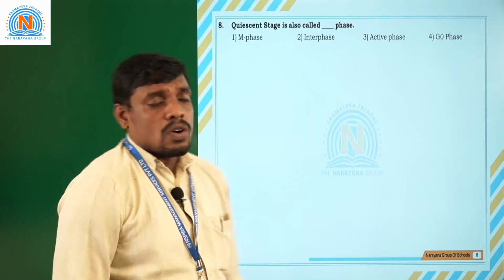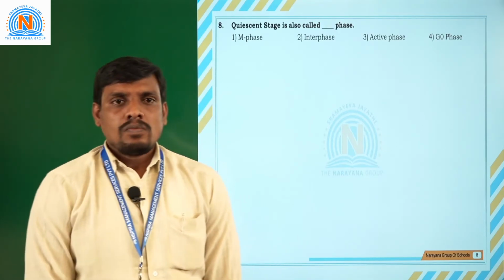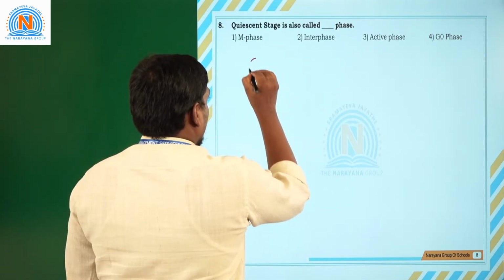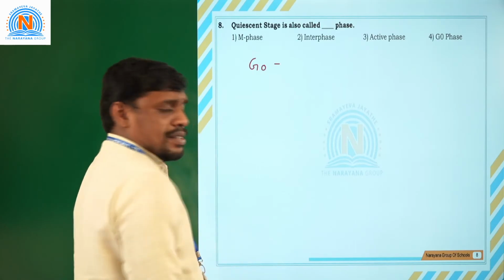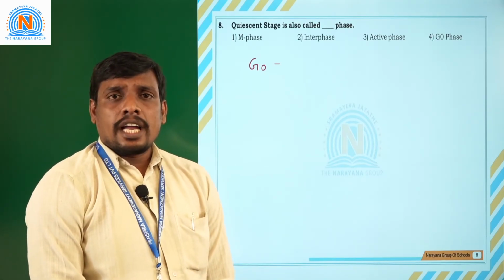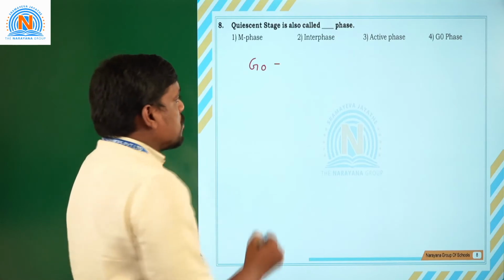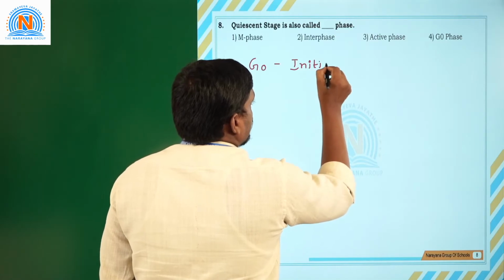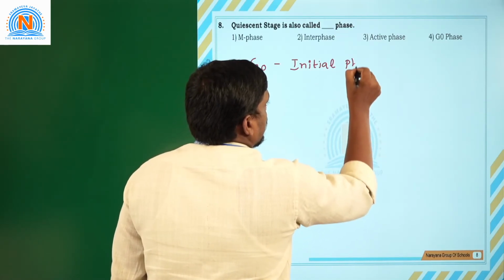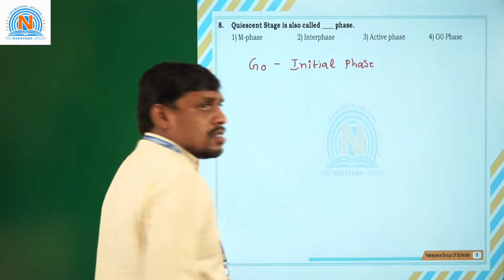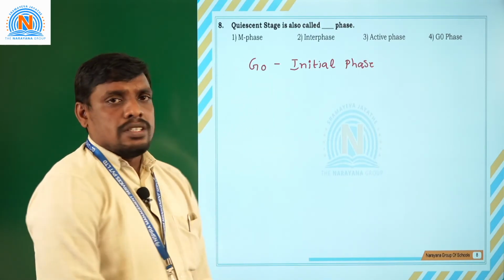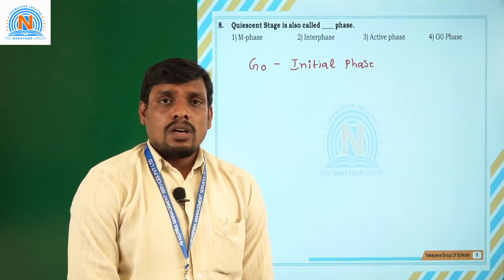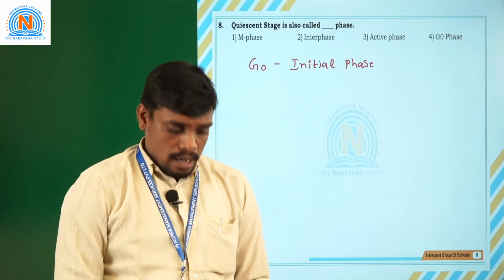Quiescent stage is also called dash phase. What do you mean by a quiescent stage? Quiescent stage is also called G0 phase. What do you mean by G0 phase? The gap stage, or the initial phase of interphase of cell division, is called the G0 phase. During this phase, what are the common changes that occur? You might have learnt already. Let us see the answer.